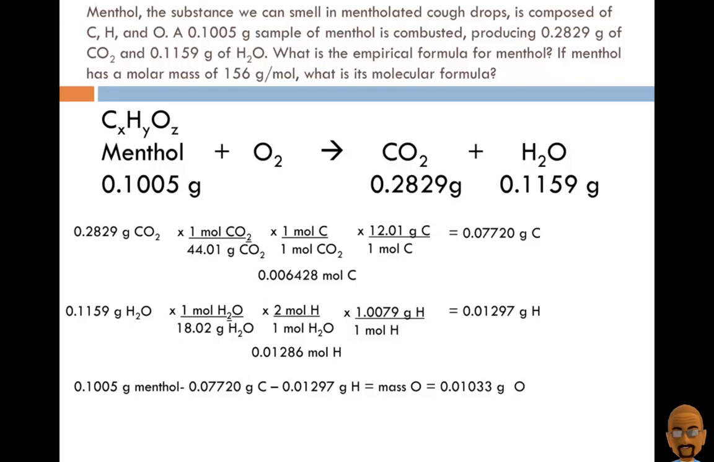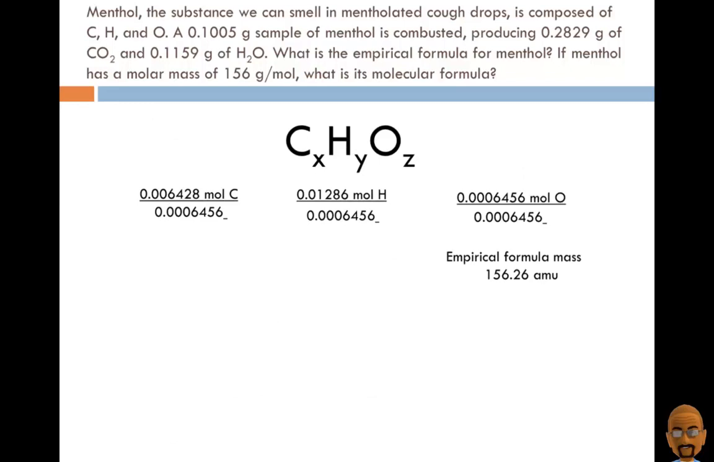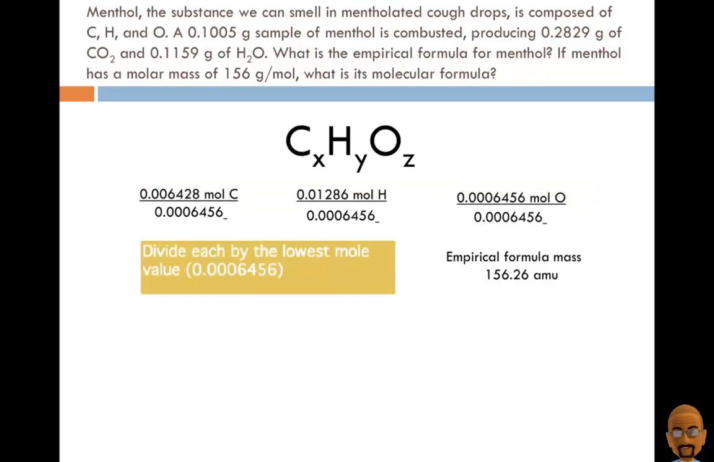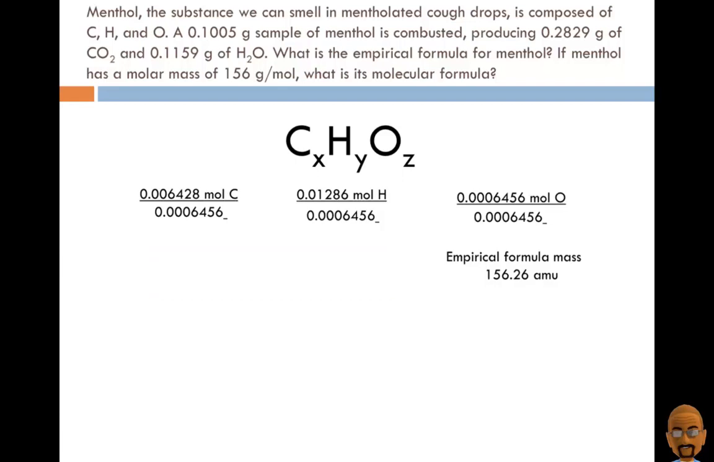I want to take this mass and convert that to moles. And to do that, I multiply by 1 mole per the molar mass of oxygen, and I get 0.006456 moles of oxygen. So let's recap what we know so far. We know moles of carbon, we know moles of hydrogen, and we know moles of oxygen. To figure out the empirical formula, what we want to do is divide, in this case, by the lowest mole value, that being the number of moles of oxygen. And when we do that, we see that we get a mole ratio of 10 to 20 to 1 carbon to hydrogen to oxygen.